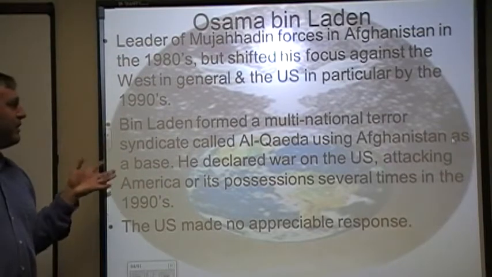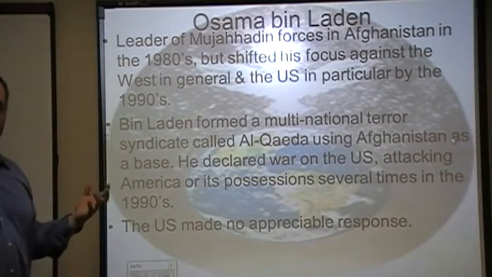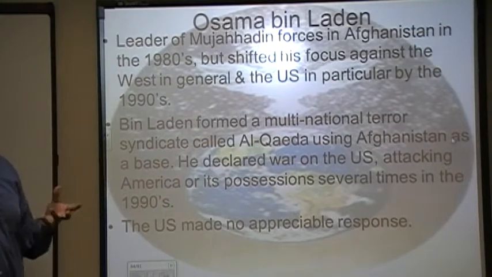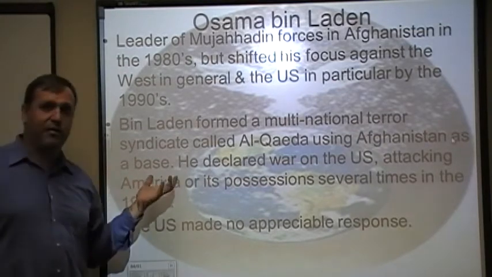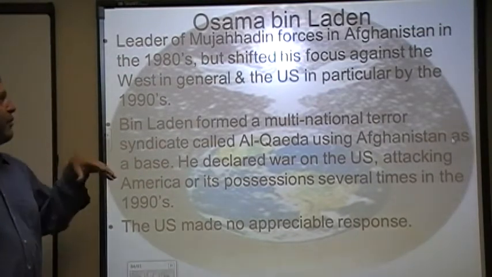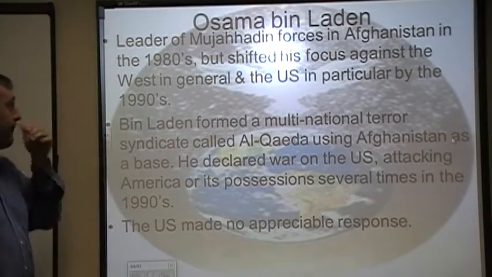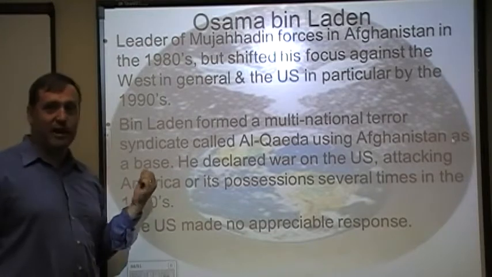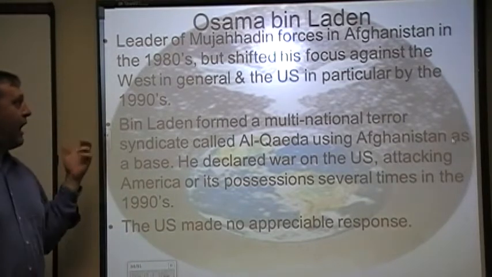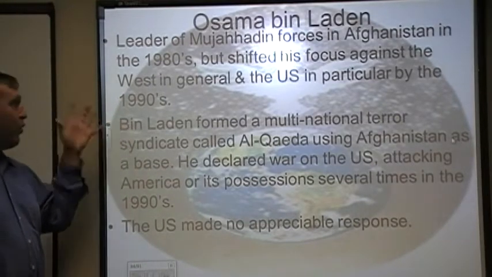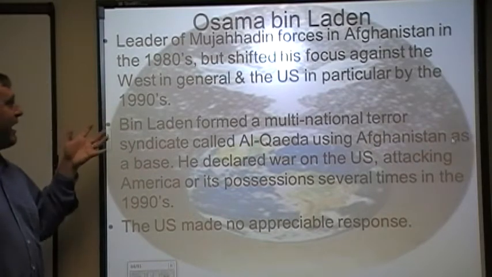Another example of nationalism flaring up in the post-Cold War world is going to be a religious form of nationalism. And that is going to take place in the form of international Muslim extremist terrorism, right? Our main character for this for a long time is going to be Osama bin Laden, right? And he's the leader of the Mujahideen, or one of the leaders of Mujahideen forces in Afghanistan in the 1980s.